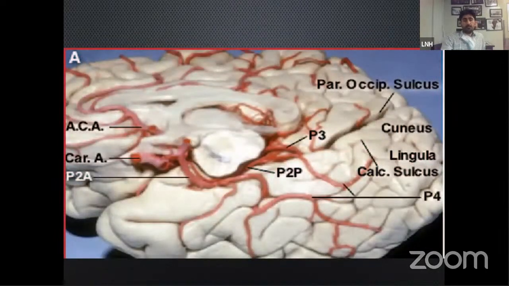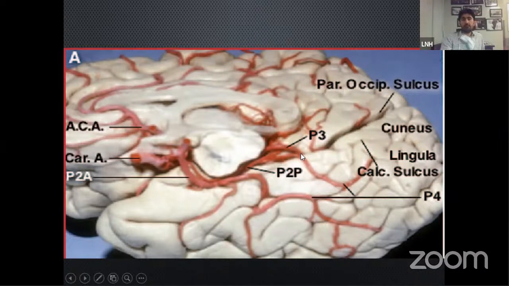Now, in this diagram, we can see the branches arising from different parts of the PCA that supply the inferior and medial surface of the occipital lobe. From the P2 segment, we can appreciate two branches arise. The first one is known as the anterior temporal branch, and the second is known as the posterior temporal branch, that supplies most of the inferior portion of the temporal and the occipital lobe.